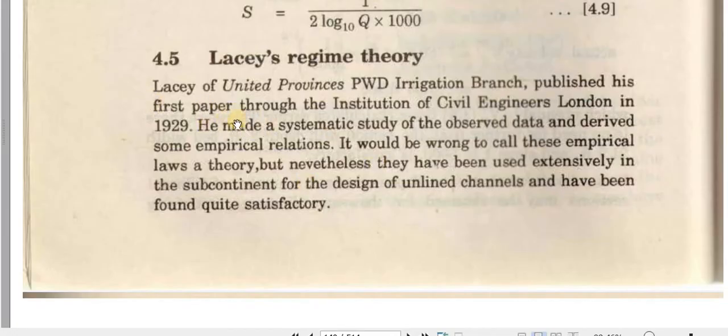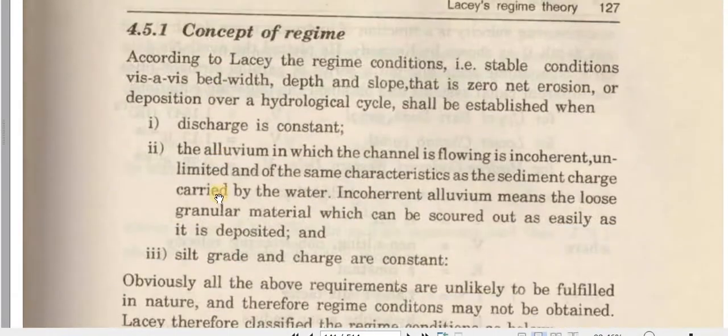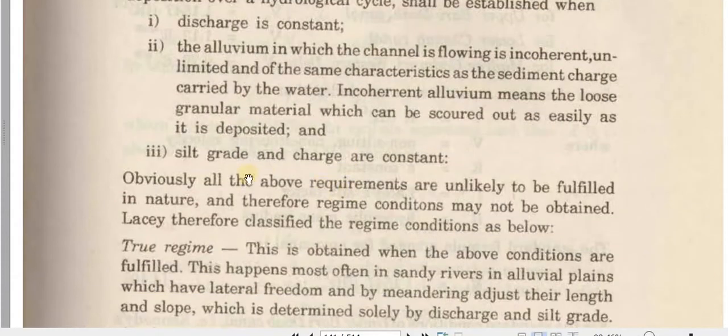So Lacey published his paper through the Institution of Civil Engineers, London, in 1922. He made a systematic study and observed data and derived some empirical equations. So its concept was similar: discharge is constant, as we studied, and alluvium is incoherent, unlimited, and of same characteristics, and silt grade and charge are constant.